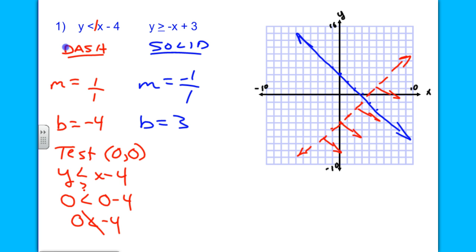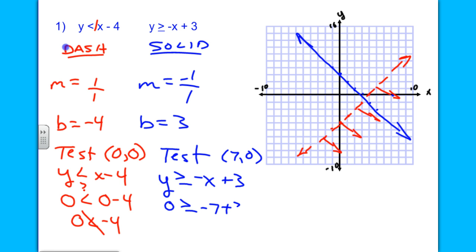So what test point, Chad? What do you want to use? Seven, zero. So he wants to test 7, 1, 2, 3, 4, 5, 6, 7, 0. That's an interesting test point. Okay. It's not on the line, right? Okay. So we're going to bring down the inequality and test when y is 0 and x is 7, is this true?